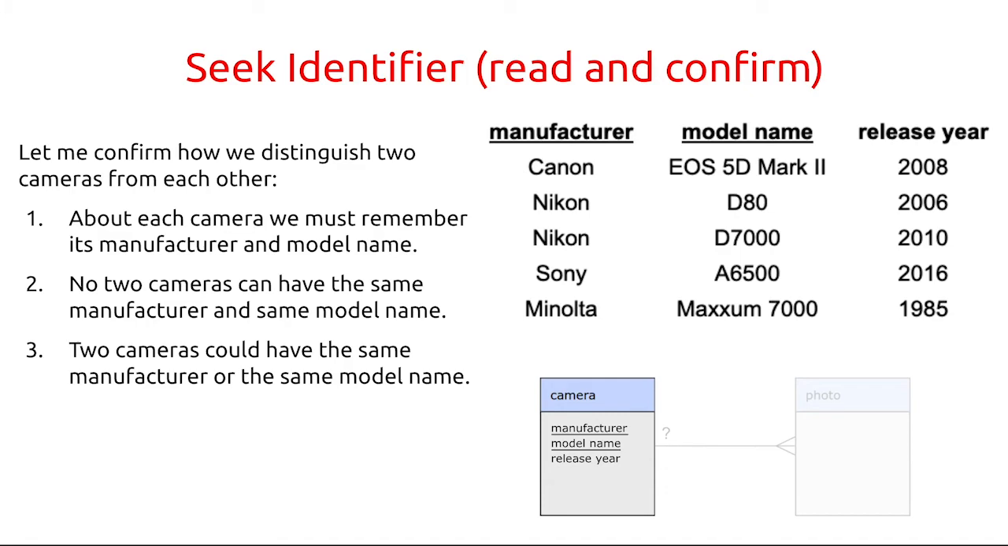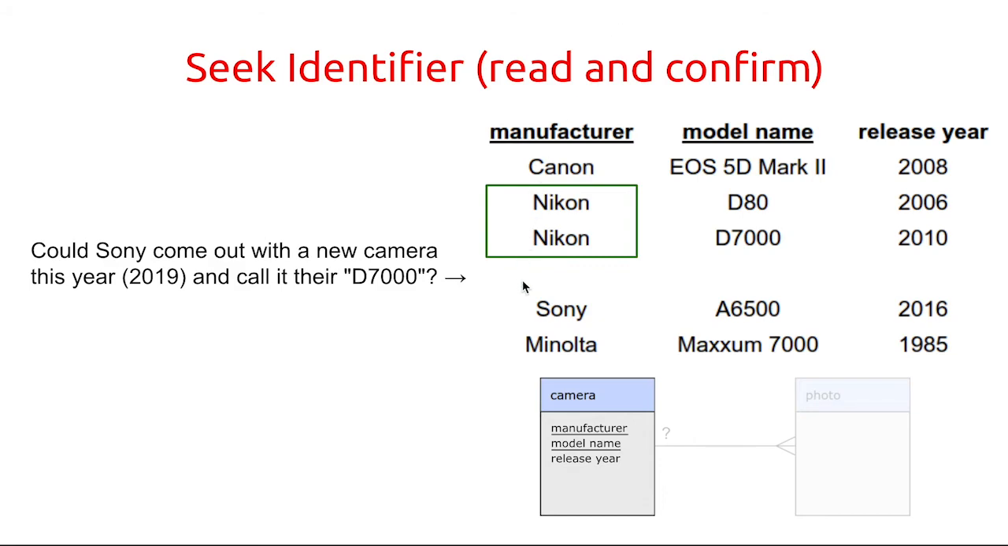The first two sentences are almost the same as the last example, but now there's a third sentence that mentions the fact that there could be some values repeated between two instances. For example, we see here two cameras with the same manufacturer. It would be a good idea to ask if you could have two cameras with the same model name because we see no examples of that here. Here's where I would make space to draw in an example like that and ask if it could ever happen. Could Sony come out with a new camera this year, 2019, and call it their D7000?